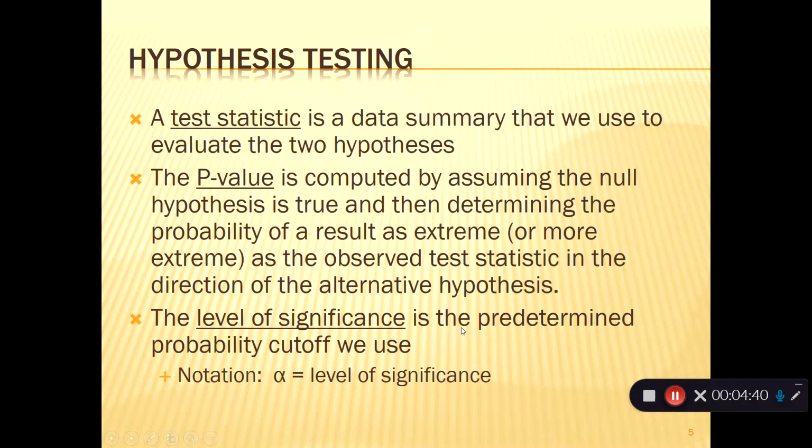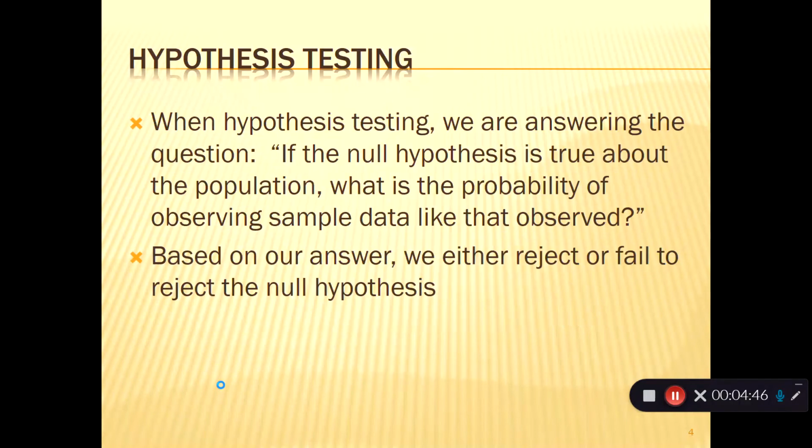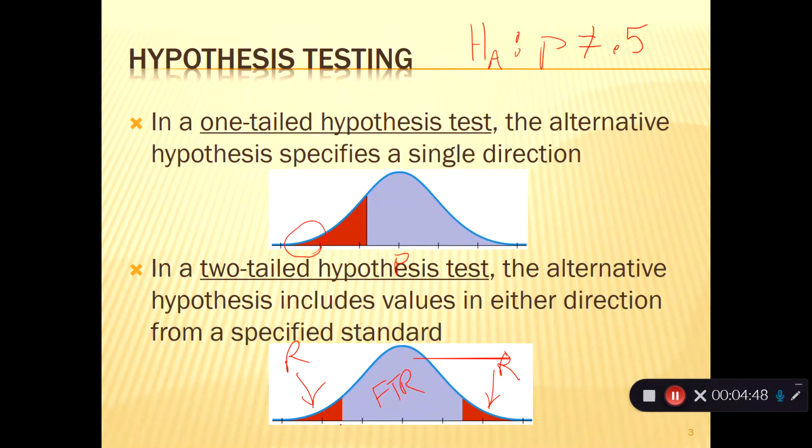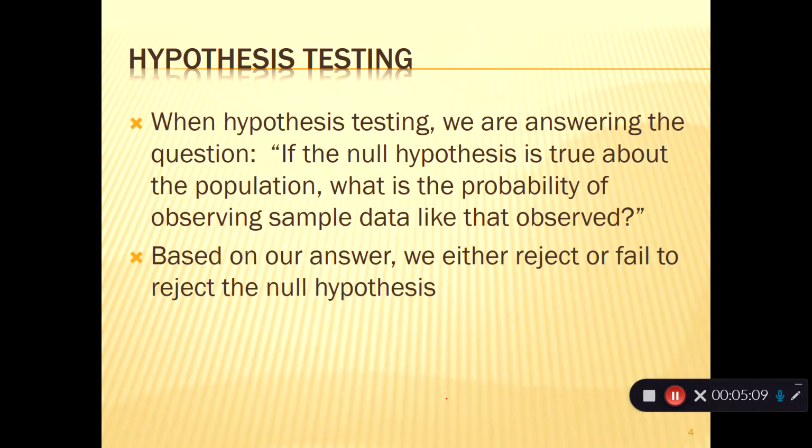The level of significance is the predetermined probability cutoff we use. Alpha is our level of significance. Alpha is where we denote the red. So for a hypothesis test, I'm saying the alpha is how much probability I would classify as being weird. So all my alpha would be over here. For a two-tailed test, it would be divided in half on each side. So alpha over 2 would go on each side.